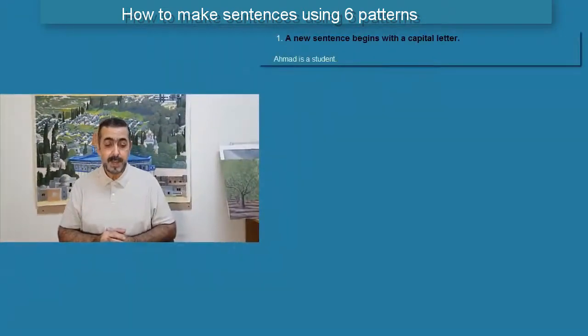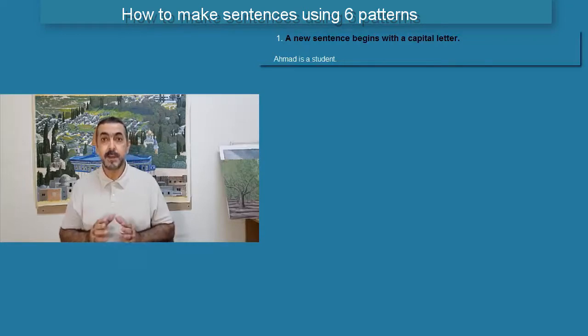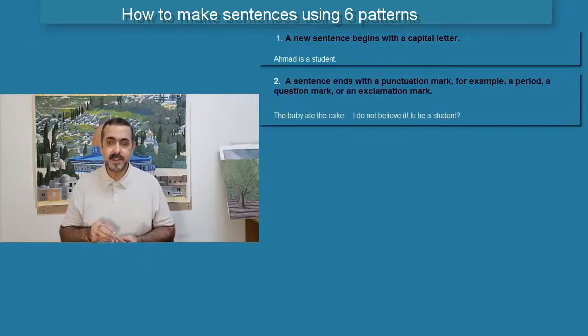Number one, a new sentence always begins with a capital letter. Ahmad is a student. Number two, a sentence ends with a punctuation mark, for example, a period, a question mark, or an exclamation mark. For example, the baby ate the cake. I don't believe it. Is he a student?